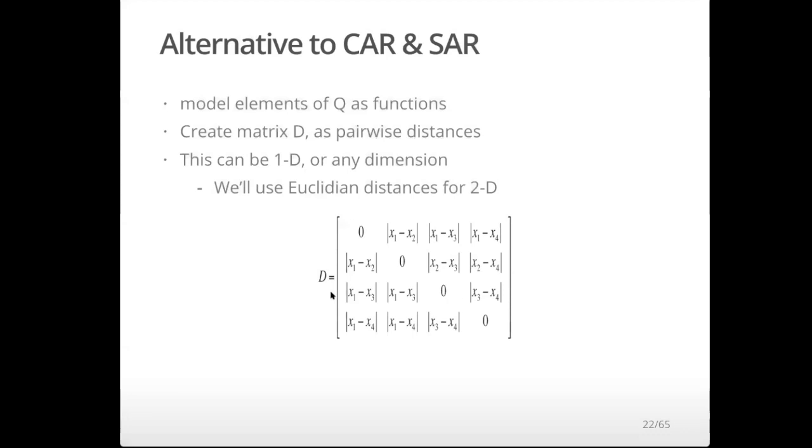So the alternative to CAR and SAR models is akin to the Gaussian process type models that I've talked about so far, where we take our process variance-covariance matrix, which I'm calling Q here, and model that as a function of distances between locations. Those distances could be indexed by time, and we've talked about that. They could also be indexed by space, so the step here is that we'll be using Euclidean distances between points in 2 dimensions to determine how quickly that correlation is decaying as a function of distance.